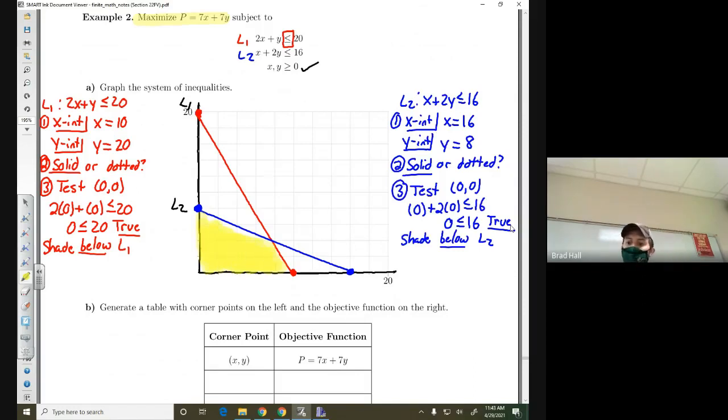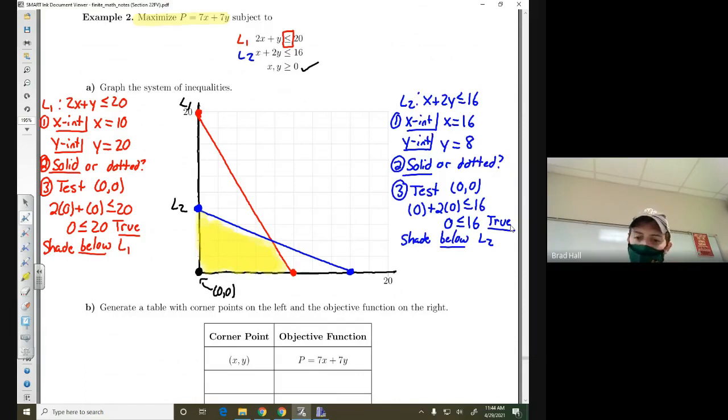That tells us the region that we need to shade, and ultimately tells us what corner points we need to consider. Because there's technically a bunch of corner points, but we care about the ones that surround our shaded region. And we actually have 4 corner points here. The origin is 1. That one's the easy one.